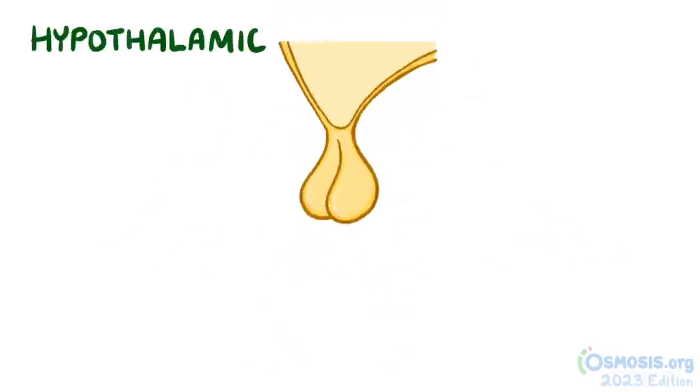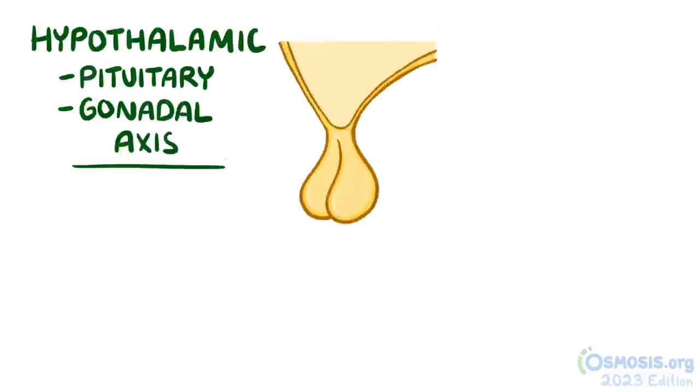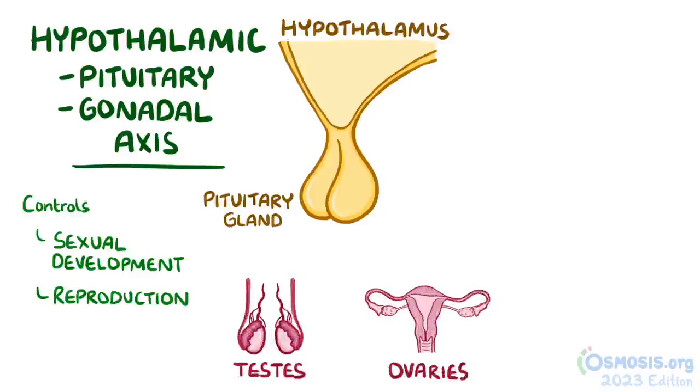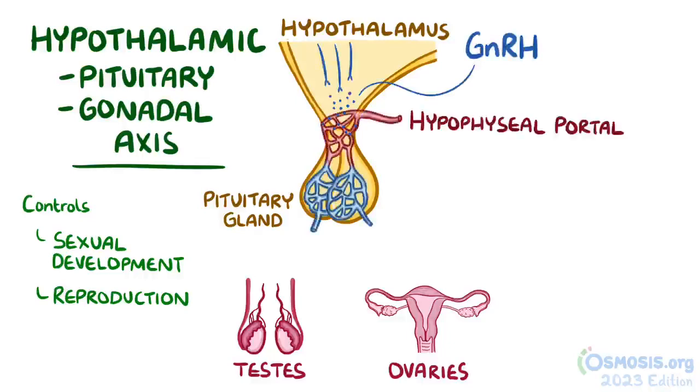The hypothalamic pituitary gonadal axis is a system of hormone signaling between the hypothalamus, pituitary gland, and gonads, either the testes or ovaries, to control sexual development and reproduction. Gonadotropin-releasing hormone is released by the hypothalamus into the hypophyseal portal system, which is a network of capillaries connecting the hypothalamus to the hypophysis, or the pituitary.